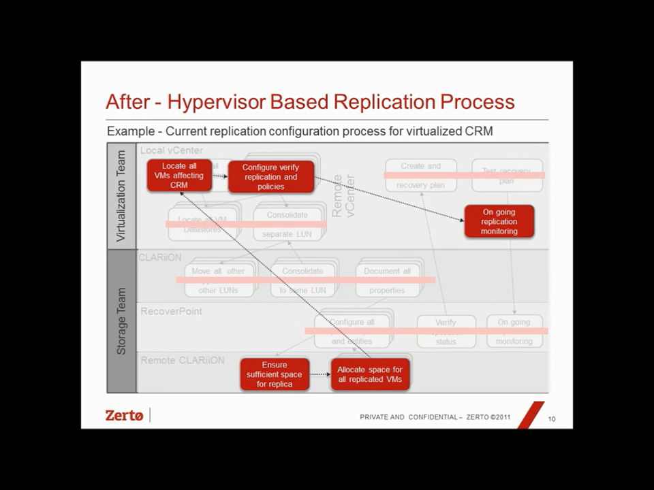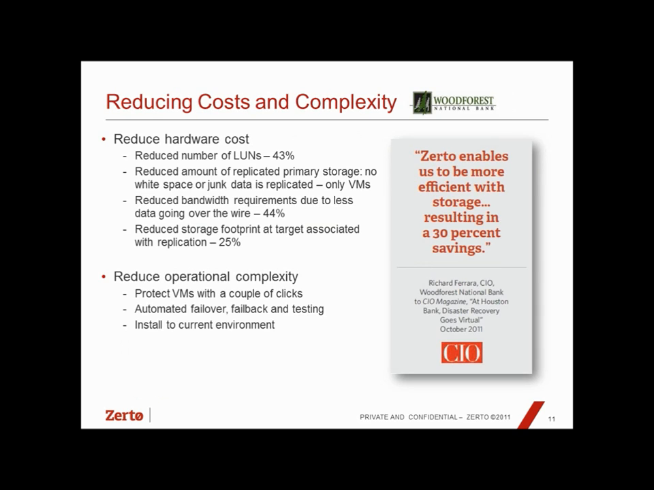So with Zerto Virtual Replication, we're able to eliminate many, many of those steps because everything's in the hypervisor. It's a very flexible process. We took all those very manual steps and consolidated them down to just a couple of steps: locate space within the storage, ensuring there's space for the VMs that are replicated. Then the virtualization team locates all the VMs for an application, configures the VPG and the policies that need to be applied to that, and then you hit go, basically. And then ongoing replication is occurring.